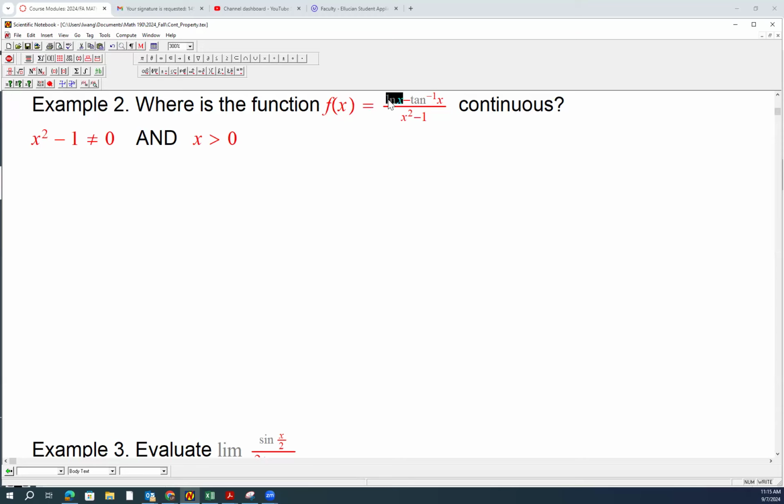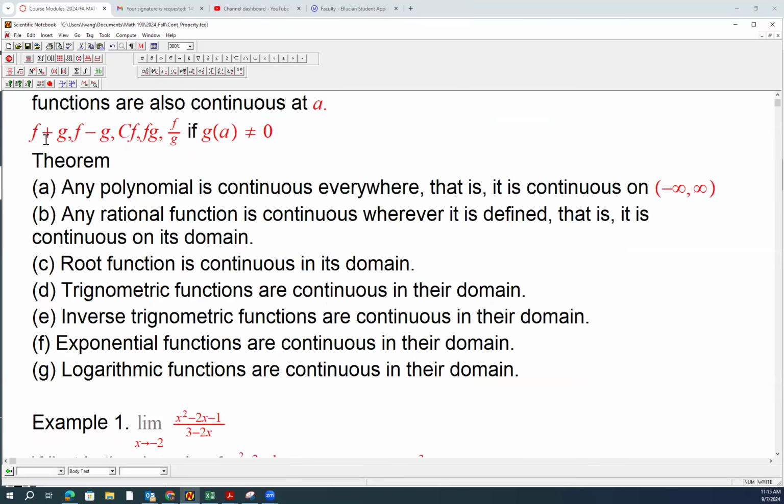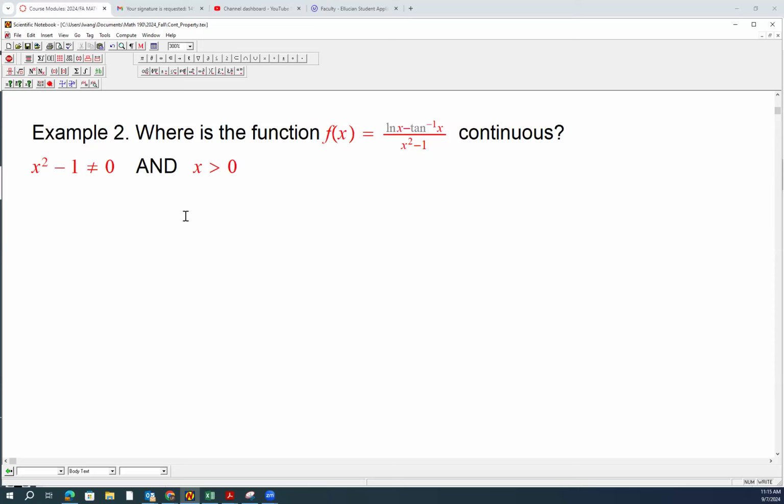And ln x is continuous in its domain. Arctangent is continuous in its domain. And x squared minus 1 in the denominator, as long as this is satisfied. So we're basically applying these properties, subtracting, dividing. All we have to do is guarantee the denominator is not going to be 0, so our ultimate domain will be determined. So let's solve this inequality. The first one, we will get x squared not equal to 1. And we take the square root on both sides.